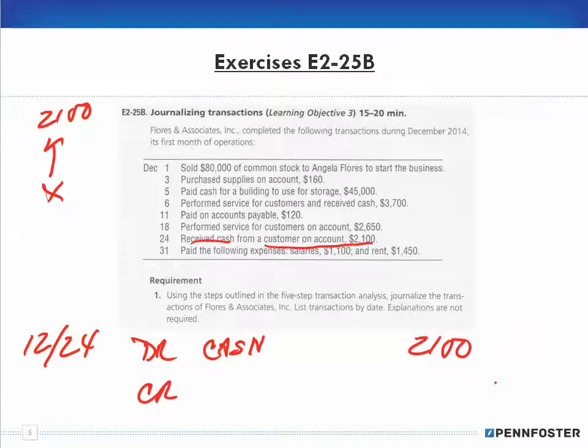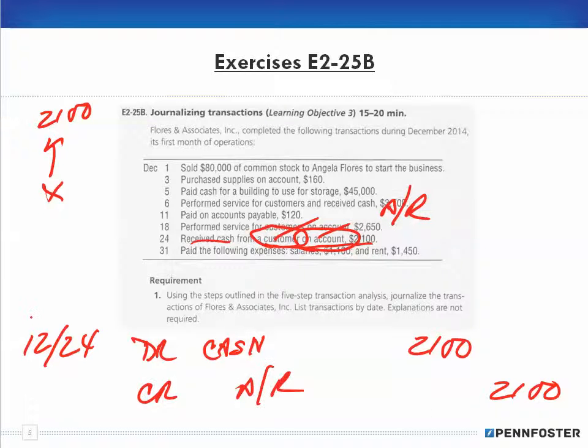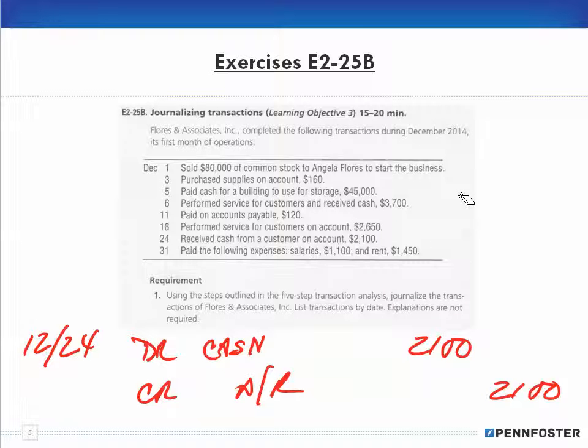Well, what am I going to credit for $2,100? I'm receiving cash from a customer on account. Well, if it's a customer on account, that means it's a receivable. So I'm going to credit accounts receivable for $2,100. And I don't have to think about whether I'm debiting or crediting my receivable. It automatically works.